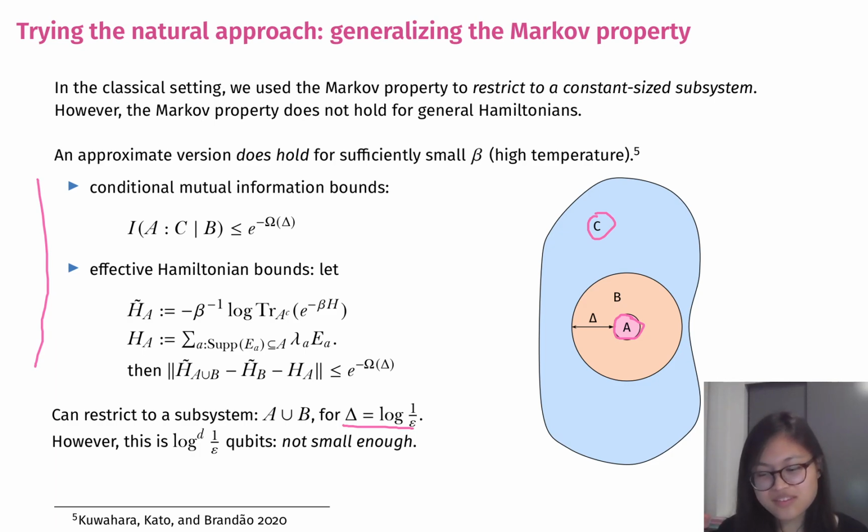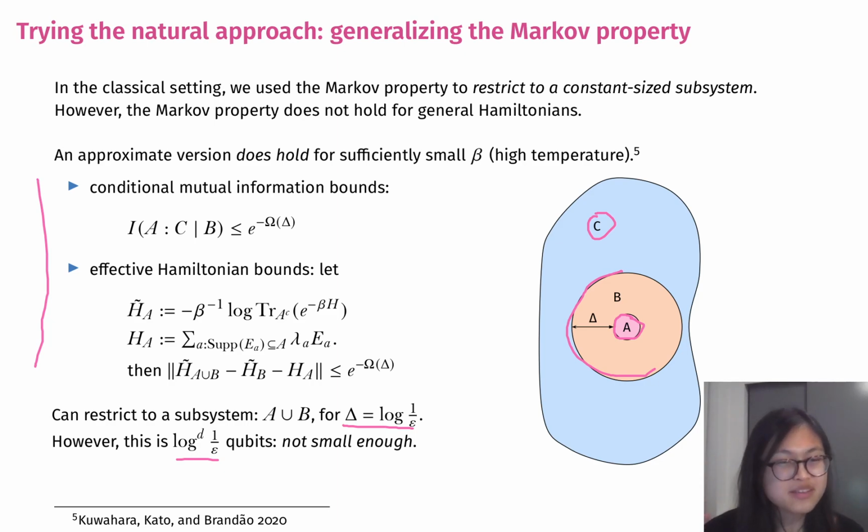The thing to observe is that while this does restrict you to a smaller subsystem, it's not small enough. Because this ball, this A union B, could potentially be log to the D 1 over epsilon many qubits. And so if you wanted to perform tomography on this, it would be quasi-polynomial time in epsilon. And so it's not really small enough.